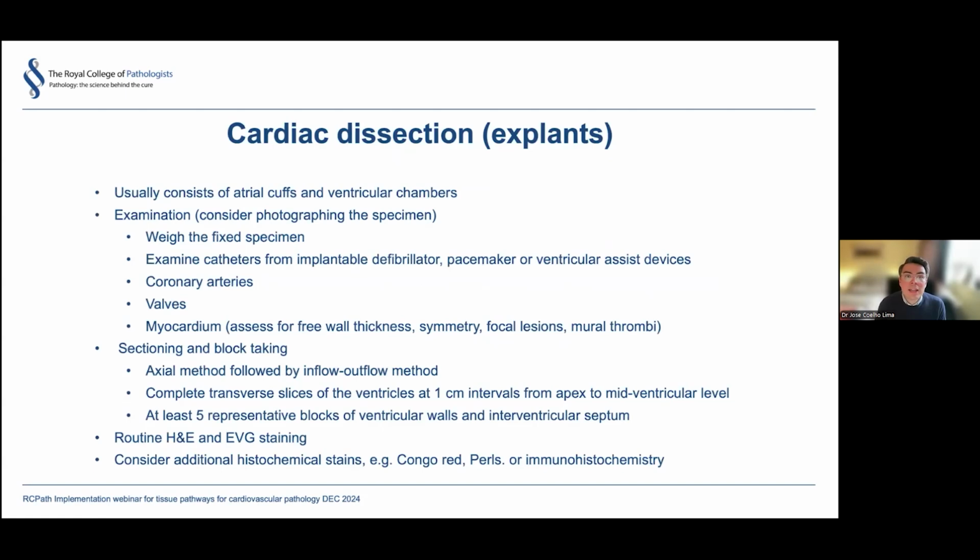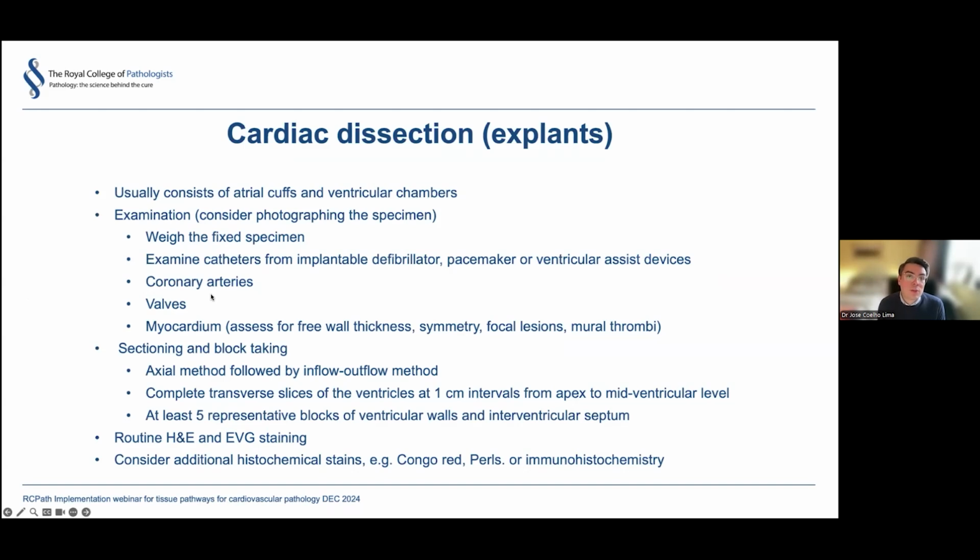And then finally, the guideline also incorporates guidance on the examination of cardiac dissection for explants and autopsy samples. So for the explants, usually those consist of atrial cuffs and ventricular chambers. The examination should consider the performance of photography to document the case. The specimen should be weighed. Examination of catheters from any devices, pacemakers, ventricular assist devices should be also performed.